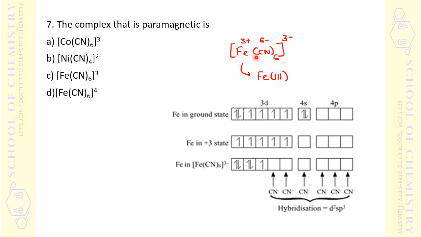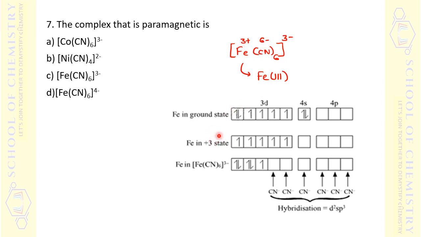So if you consider the species [Fe(CN)6]3-, first you need to work out the oxidation state of iron. It happens to be 3. Fe is in the 3+ oxidation state. By this time you should know how to calculate the oxidation state straight away. With a 3 minus charge overall and cyanide contributing 6 minus, obviously Fe has to be in the 3+ state.